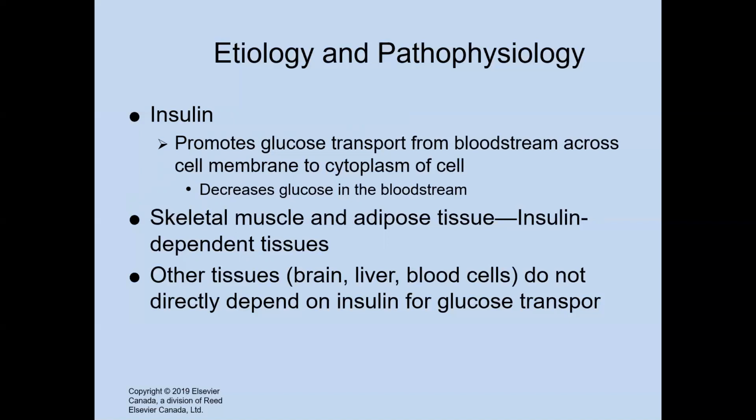We talked already about skeletal muscle and adipose tissue, and those are tissues that require that insulin. So those tissues require that for either storage of glucose into fat, or taking glucose, entering the skeletal muscle cells, having it enter the skeletal muscle cells to be used as energy for activity. Other tissues do not directly depend on insulin for glucose transportation. That includes our brain, our liver, and our blood.